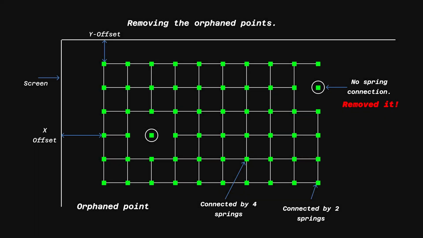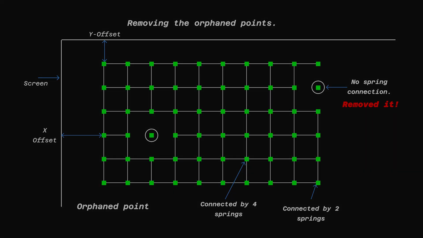When we remove all the springs connected to a point, in other words, when there is a point which is not connected to any spring, this helps us to cleanse off orphaned points that are no longer connected to anything, preventing memory wastage and unnecessary calculations.